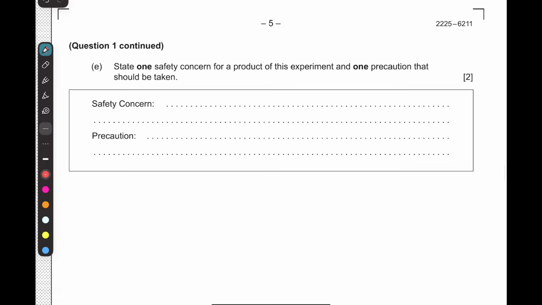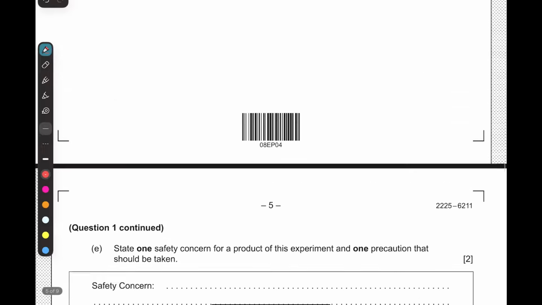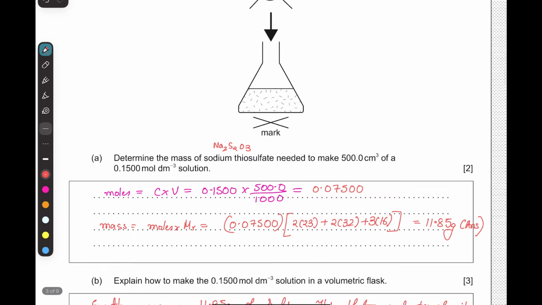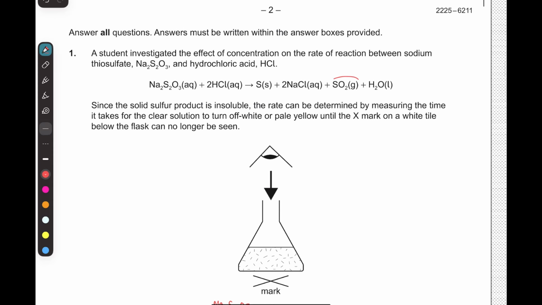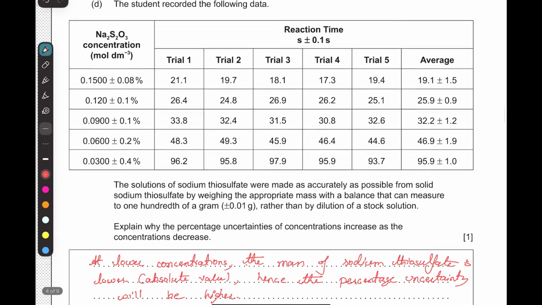To the next part, we have to state one safety concern and one precaution. So for safety concerns, I'll look at the reaction. SO2 gas is produced. SO2 is an acidic gas. It's highly corrosive, right? And it could be really harmful if someone accidentally inhales this gas. So that would be the safety concern.